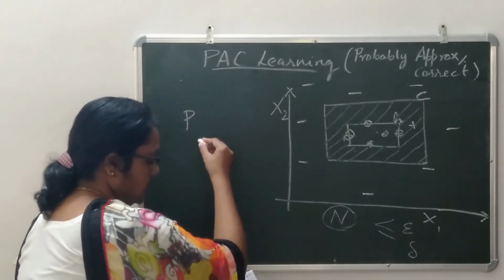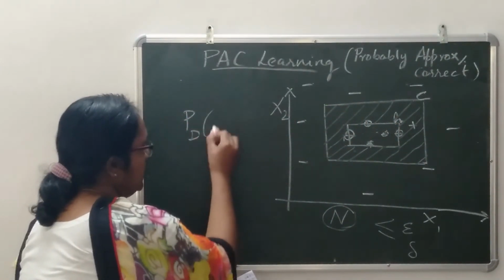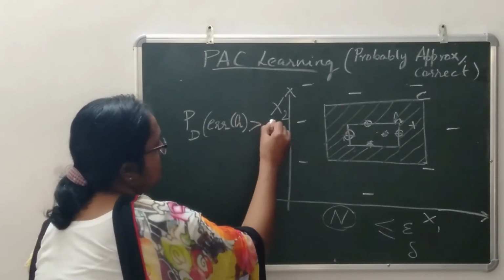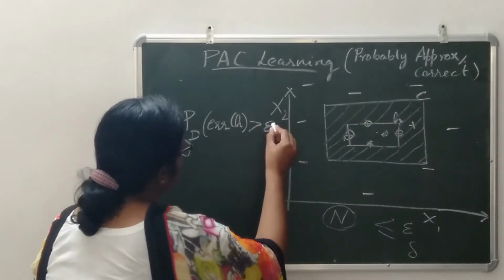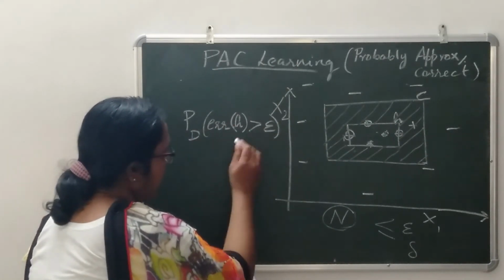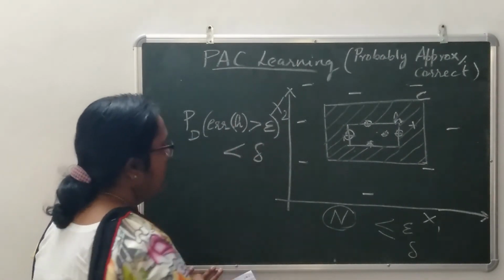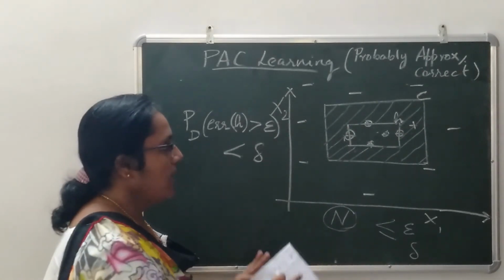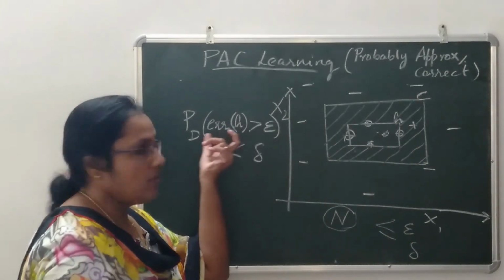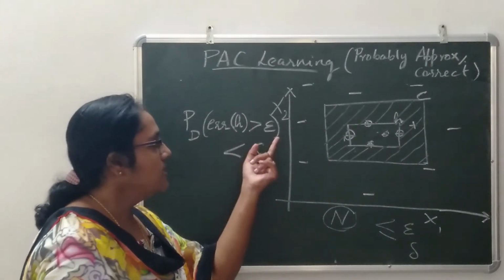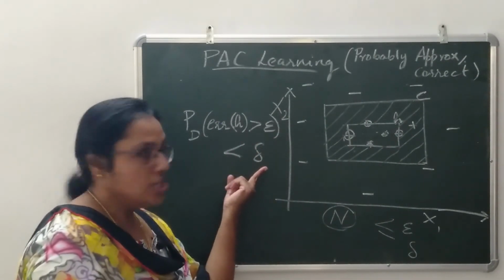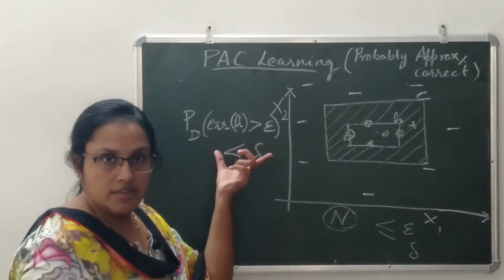Okay, so probability over the distribution D of error of H being greater than epsilon, and this probability being less than delta. So if my learner has an error, if the probability of the error is greater than epsilon, then the certainty will always be less than delta, right? So this is not what I want.